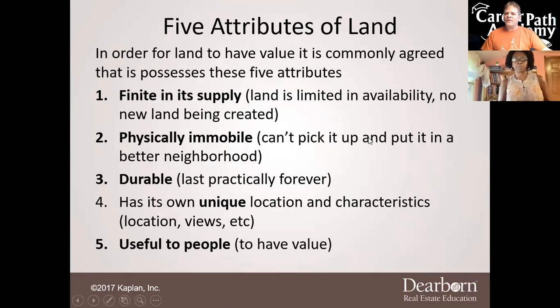All right. Now, here are the 5 attributes of land. In order for land to have value, it's commonly agreed that it has to have these 5 attributes. We're going to turn the page, 274. It's finite in its supply, meaning that there's no new land that's being created. What's there is there. It's physically immobile. You can't pick it up and put it in a better neighborhood, right? It's durable. You could drop a bomb on it and it'll still be there. So it practically lasts forever, short of a few extreme circumstances, where pollution and contamination and things like that occur. And it has its own unique location, character, and characteristics to it, and it has to be useful to people. All these things contribute to it having value, right?